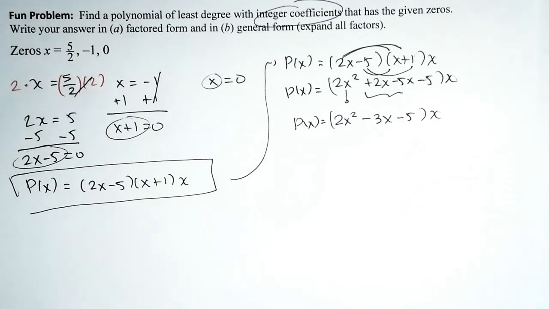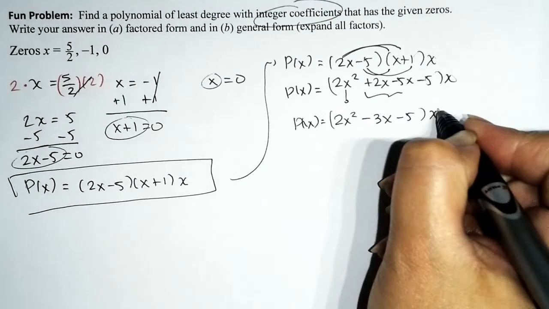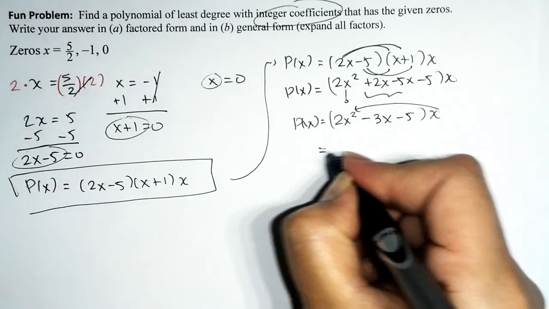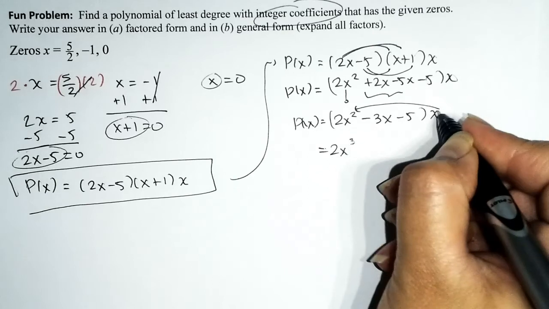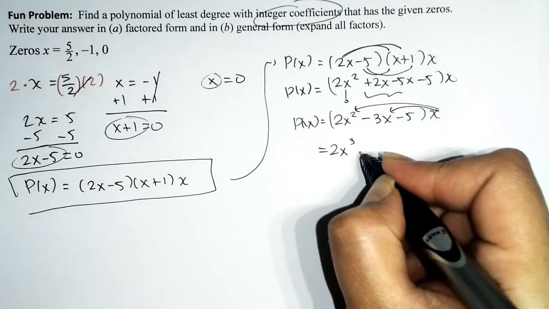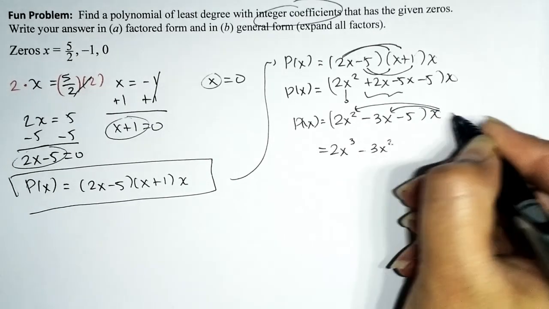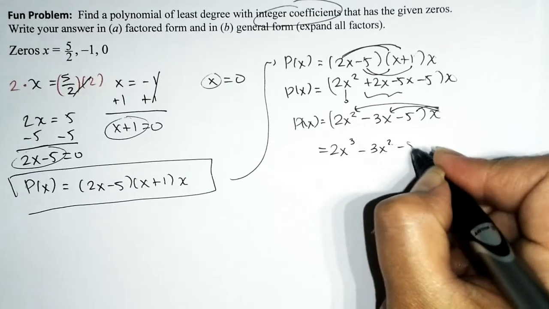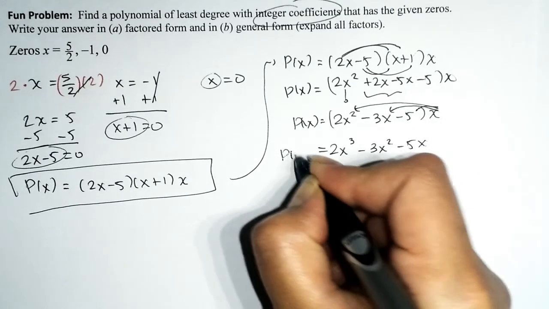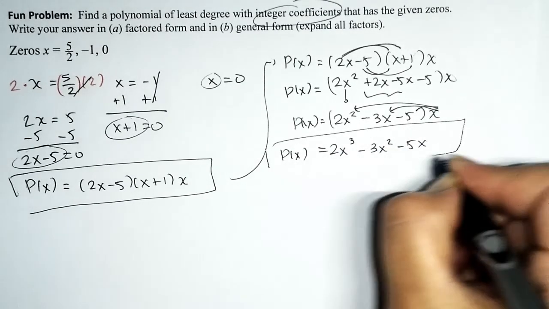Let's go ahead, distribute the x. Product of x and 2x squared will give us 2x cubed. Product of x and negative 3x will give us negative 3x squared. Product of x and negative 5 will give us negative 5x. Cool. So we have answered this question.